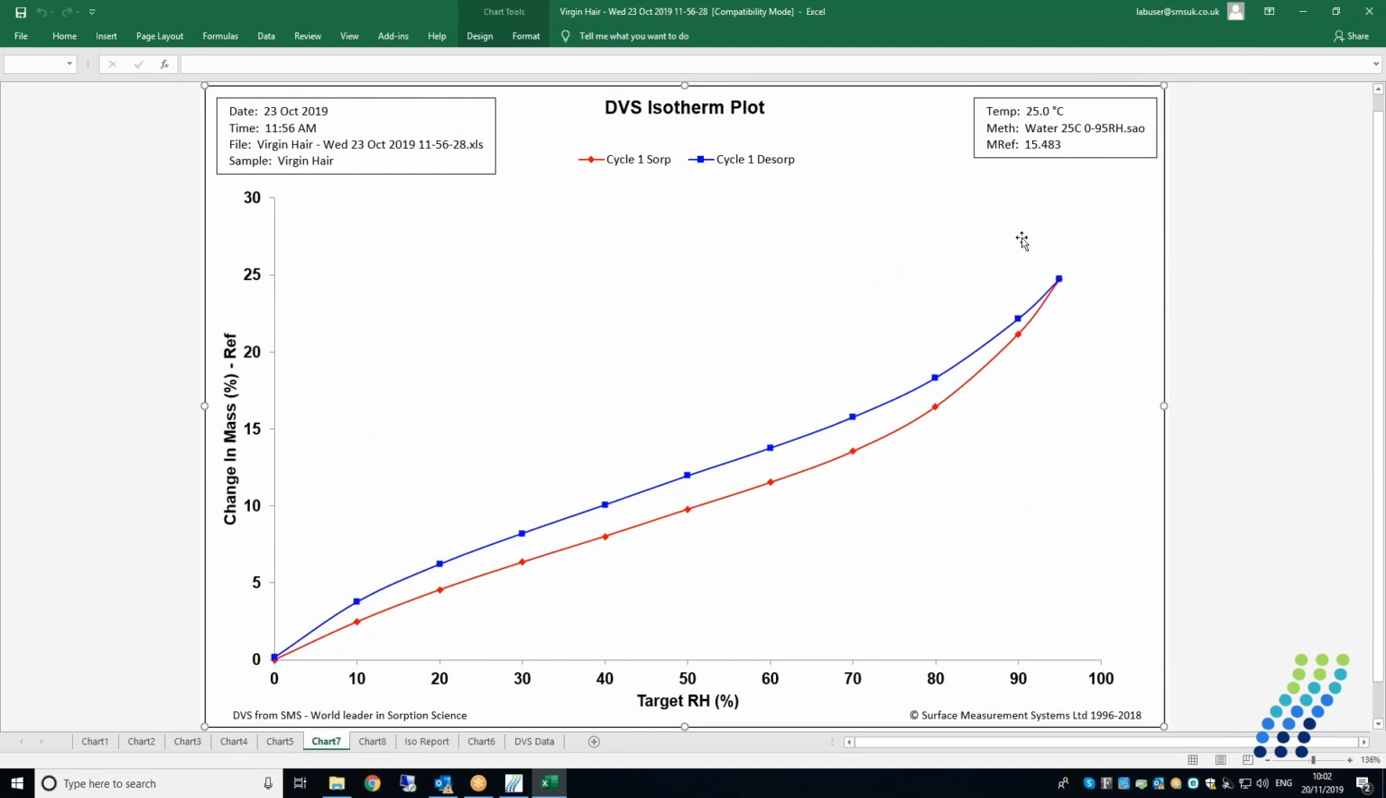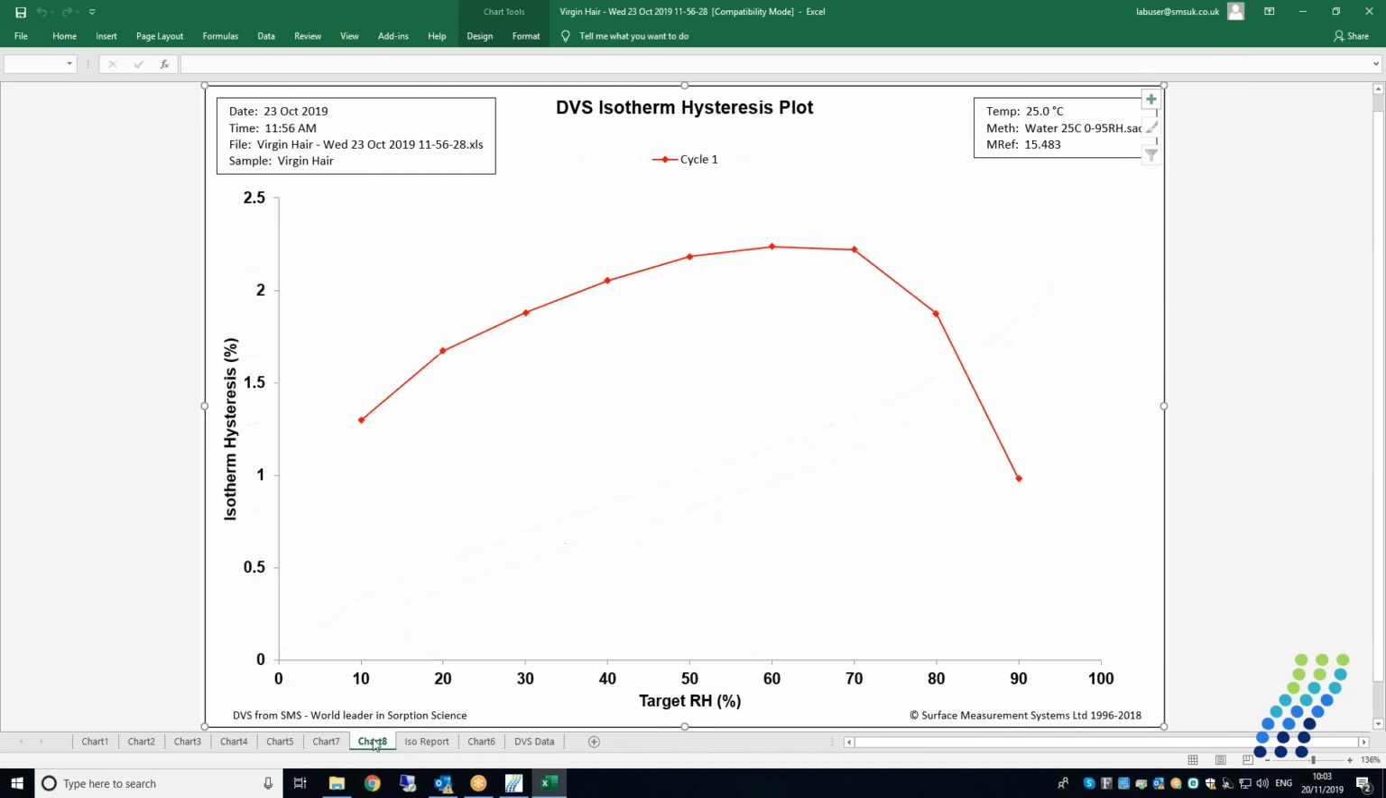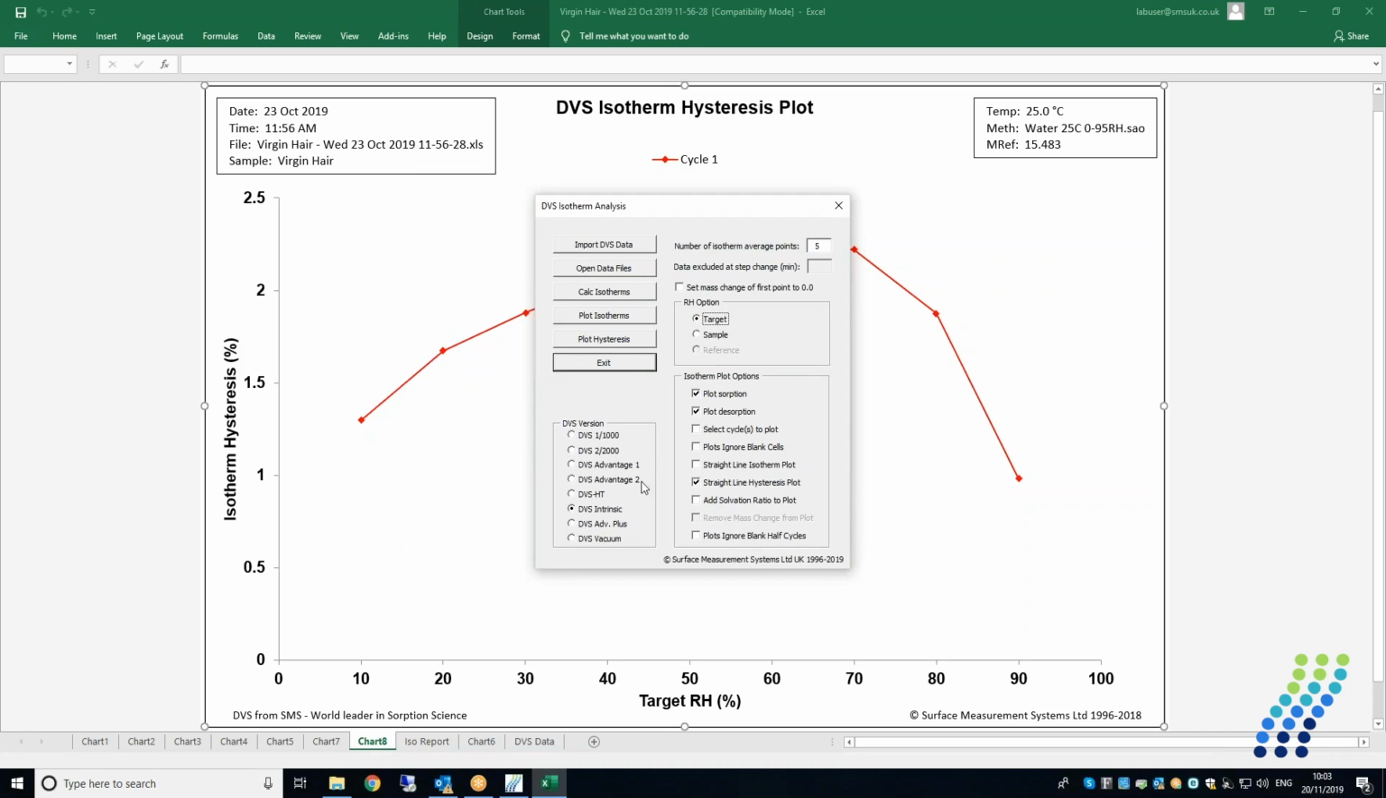So looking at the isotherm, we can see that there are narrow regions at the end and at the beginning of our isotherm plot. And this can be viewed in our hysteresis plot, where both extremes show relatively low isotherm hysteresis percentage. So here we have some isotherm plot options on the right. So we can also customize the plots.